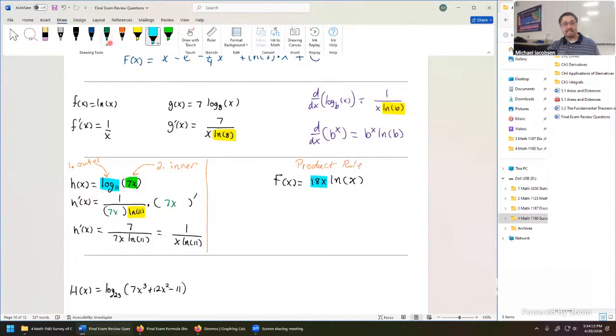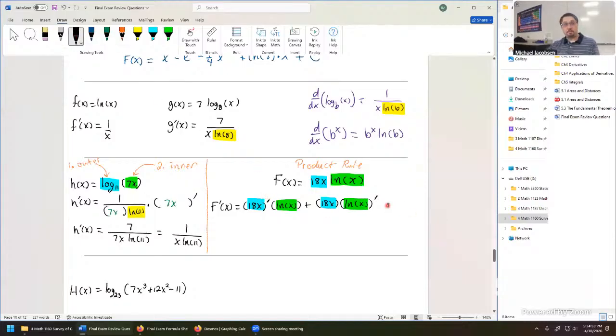I'll organize the product by taking that entire thing, 18x, as the first factor. Natural log x is the second factor. So if we go to differentiate this, we say f prime of x is going to be 18x prime times natural log x plus 18x times natural log x prime. And as far as the color code goes, it's the first function differentiated, multiplied by the second function copied, then add first function copied, multiplied by the second function differentiated.